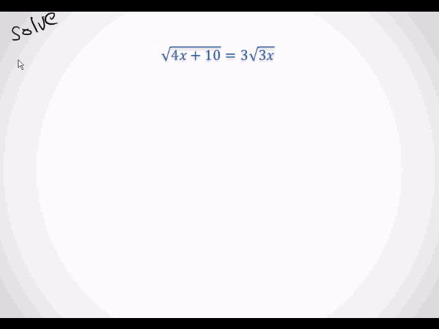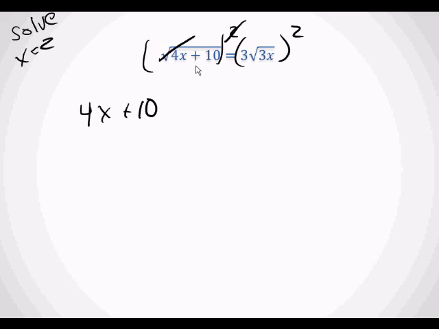Number 20. We have both square roots. We're solving for x. It doesn't say it, but I know what we're doing here. I'm trying to find out what x equals. So first I've got to get rid of these square roots. The opposite of square roots is to square both sides. Square root and a square cancel. I'm left with 4x plus 10 when that happens.